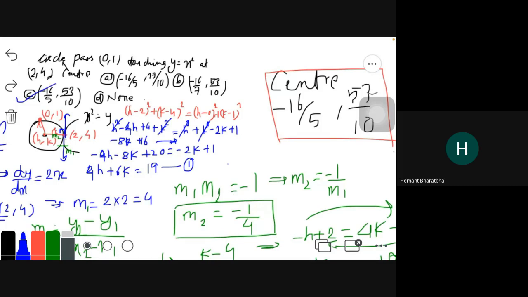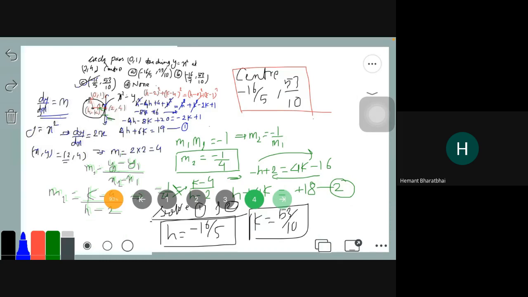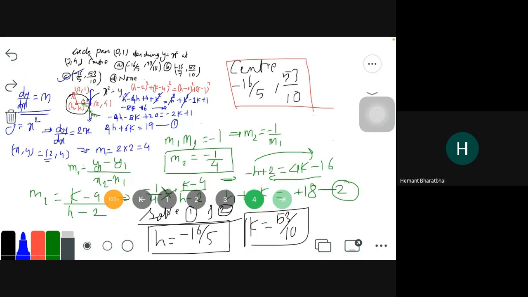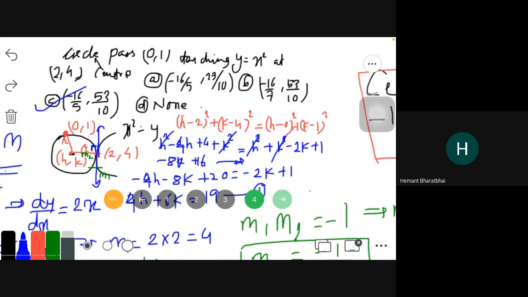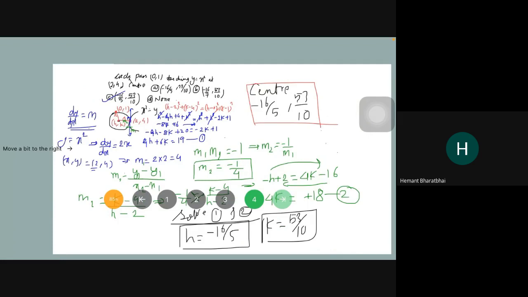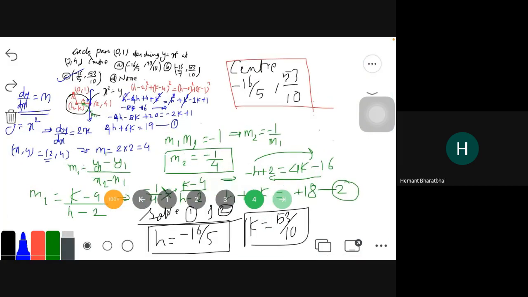Okay. So I hope you have understood. You can take a screenshot of this. The question was: given the circle which is passing through 0, 1 and touching the curve y is equal to x square at 2, 4, I have to find out the center of such a circle. So I've got this. Okay.